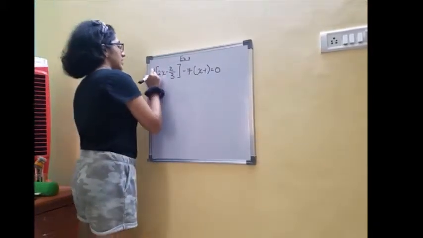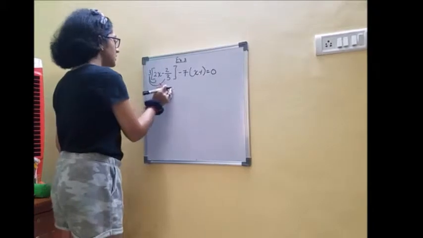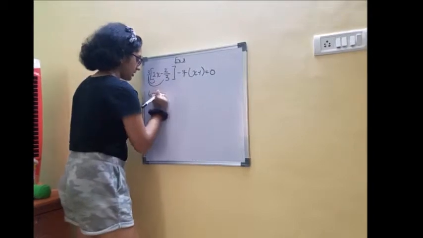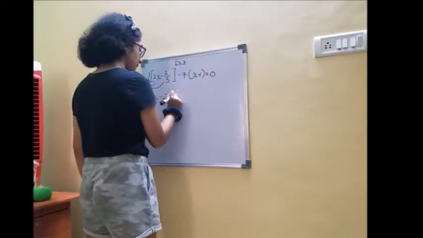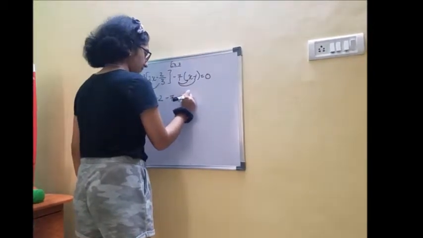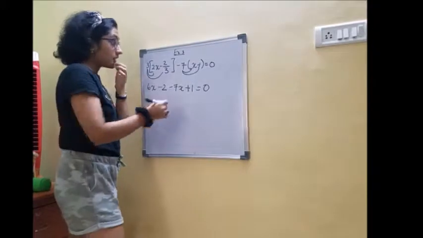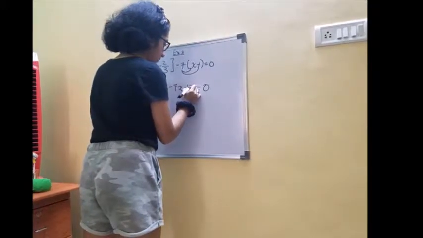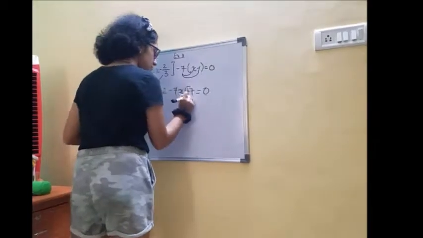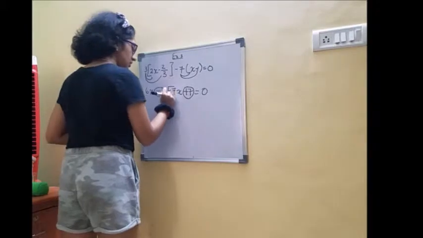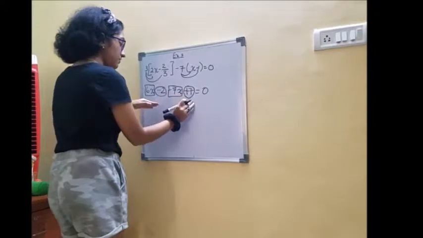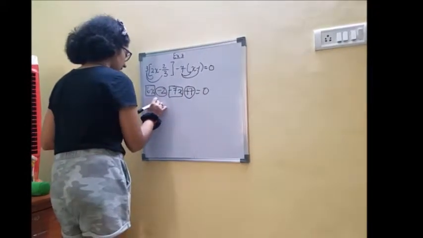So first, I am going to distribute this 3 to be 6x plus 2, minus 2, minus 7x. I'm going to distribute this 2 and plus 1 equals 0. Sorry, this is plus 7, not 1. So now I'm going to combine the like terms. Plus 7 and minus 2, minus 7x and 6x, positive 6x. So plus 7 minus 2 is going to be plus 5.